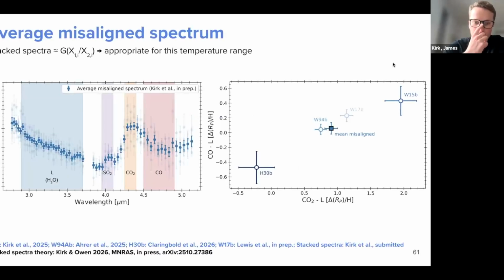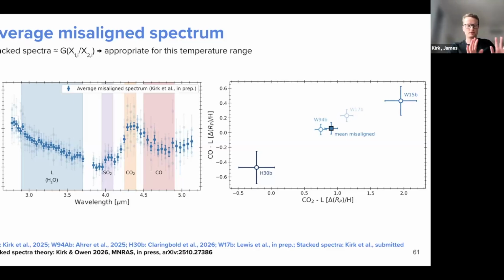What I'm showing here are all of the misaligned planet spectra on the left-hand side as low opacity blue data points in the background, normalized by their atmospheric scale heights on the y-axis, which allows this direct comparison to be made. On top of those, in the darker, higher opacity blue data points, I'm showing the average of the misaligned planet spectra. In a separate paper that I led with James Owen, we demonstrated that it is appropriate to stack different exoplanets' transmission spectra, and that the stacked spectrum can be approximated by the geometric means of the individual planets' abundance ratios.